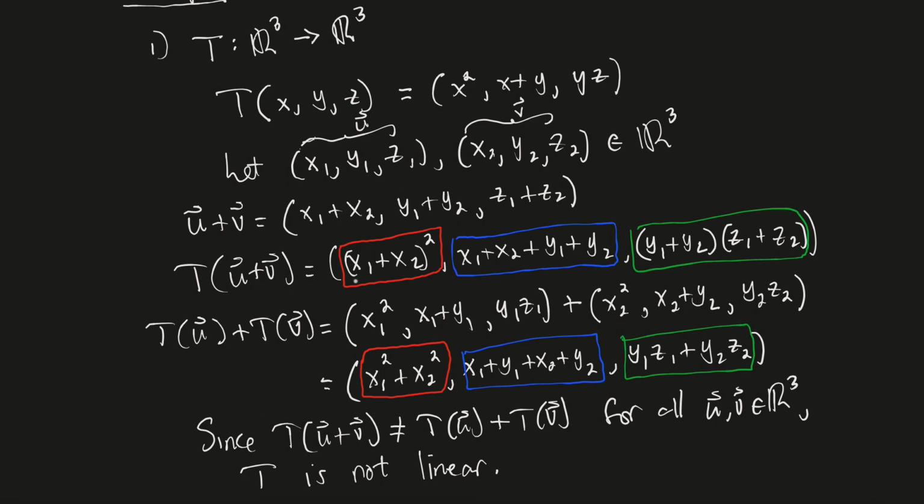Now, if this one had passed this test, then I would have to check to see what happens if I scale, say, u first and then transform it, or transform and then multiply by the scalar, right? Then I would have to check that. But since it doesn't pass the additive property, then I don't even have to check the second one.